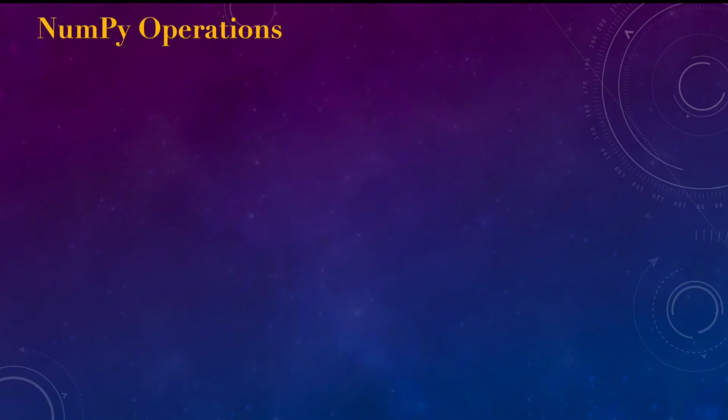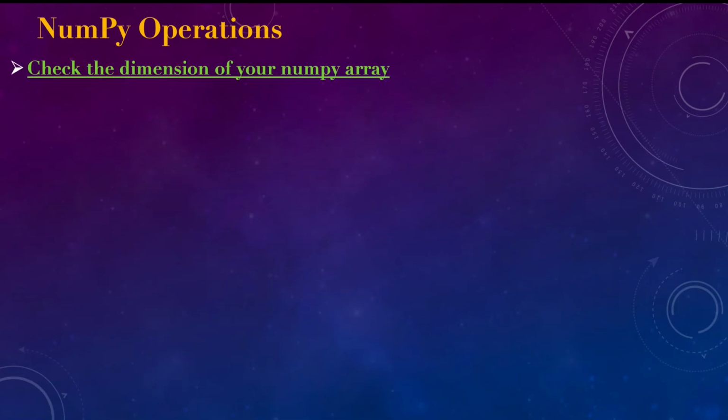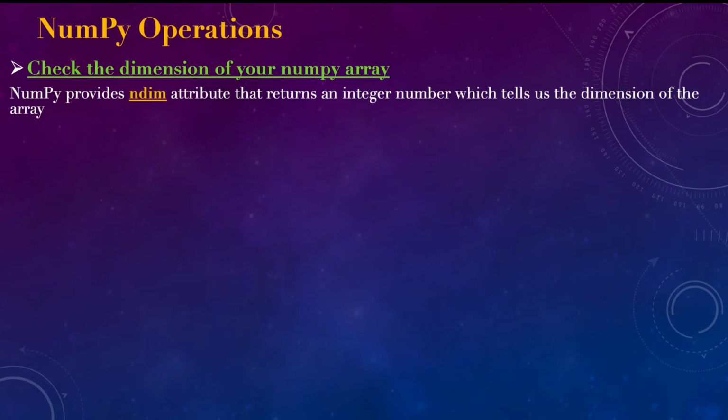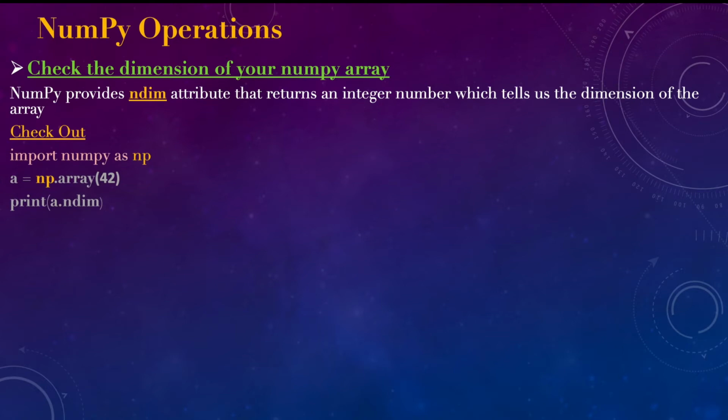Now let's see the numpy operations. First, let's check the dimension of our numpy arrays. A dimension in an array, you can consider as one level of array depth in nested arrays, and nested arrays are those which have arrays as the elements. So numpy provides an ndim attribute that is going to return an integer number and it will tell you the dimension of the array. You can check it out yourself for the various types of ndarrays in numpy.